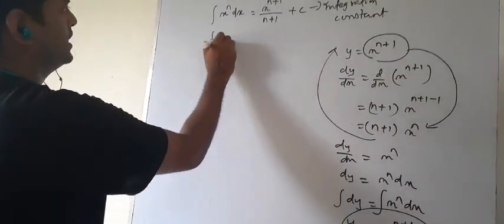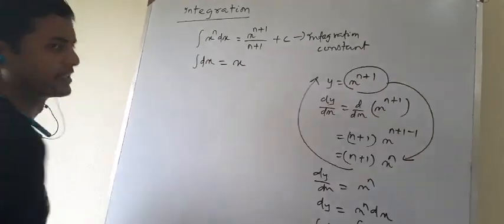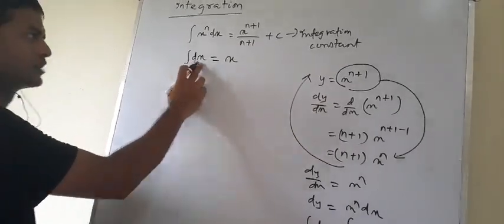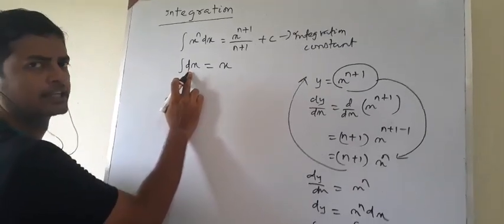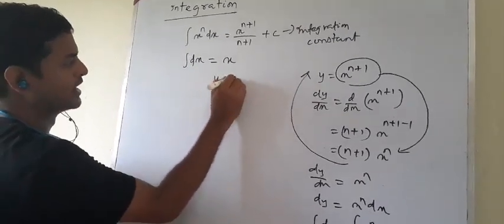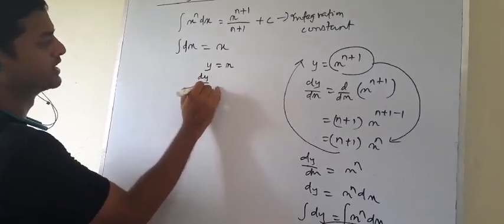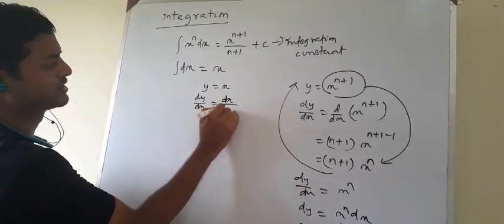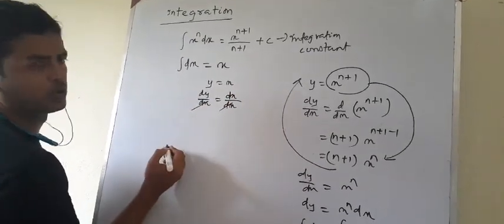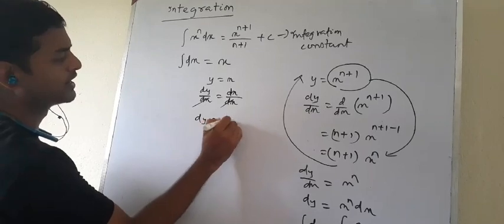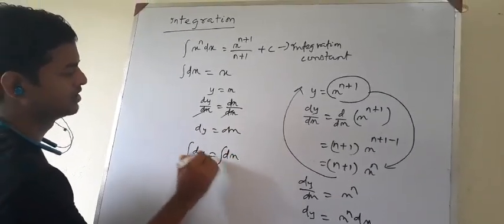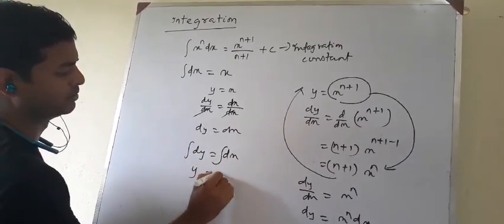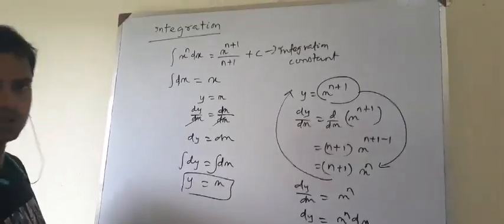Similarly, the integration of dx will give you x. Simple. The integration of dx gives x, because the derivative of x with respect to x gives 1. Let's say y equals x. So dy by dx equals dx by dx. Cut dx from both sides. So dy will be dx. Now I integrate: the integration of dy is y, and the integration of dx is x. So this is the case.